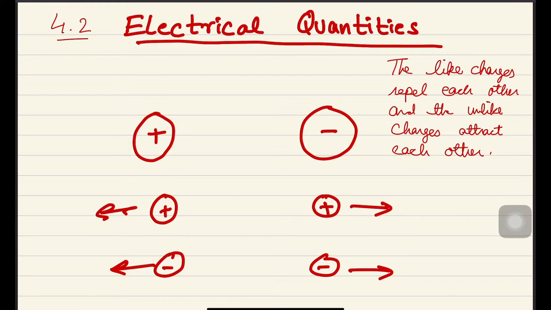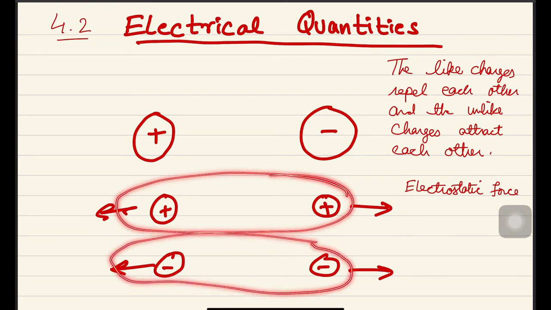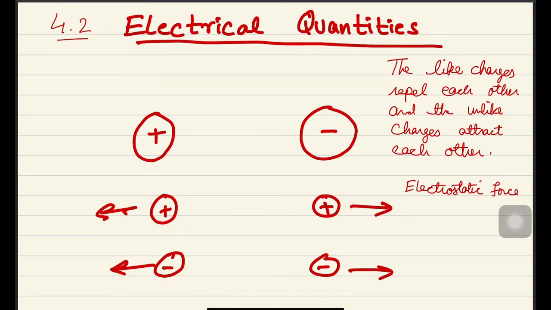Now we have to discuss the force by which these charges are attracted towards each other or repelled by each other. The name of that force is electrostatic force. If the charges are being attracted towards each other, we'll call that the electrostatic force of attraction. If the charges are being repelled from each other, we will call that force the electrostatic force of repulsion.